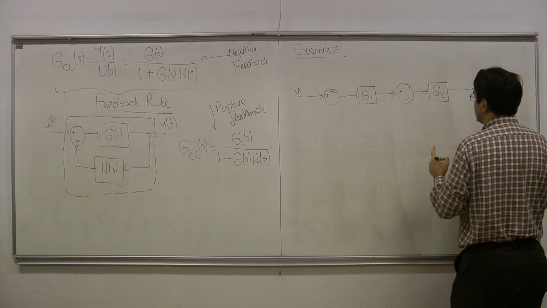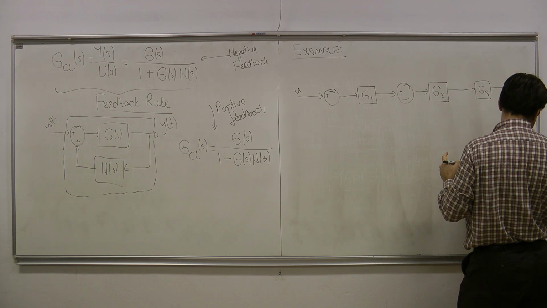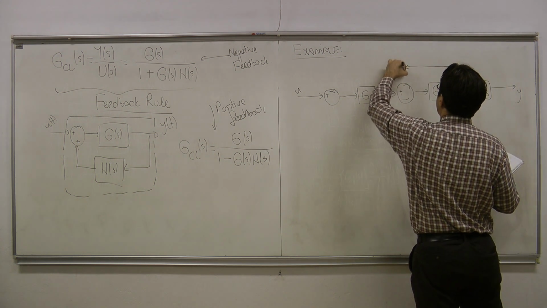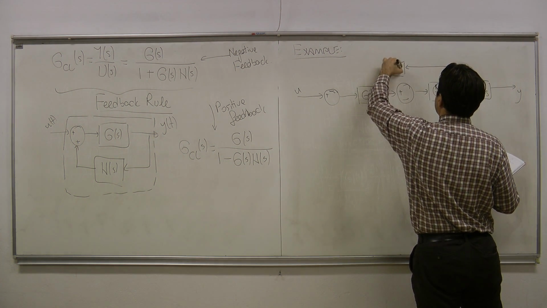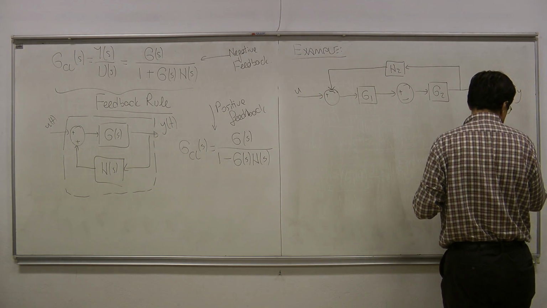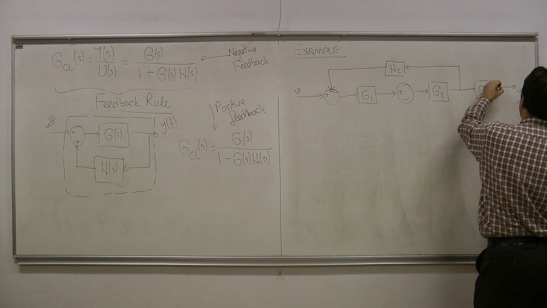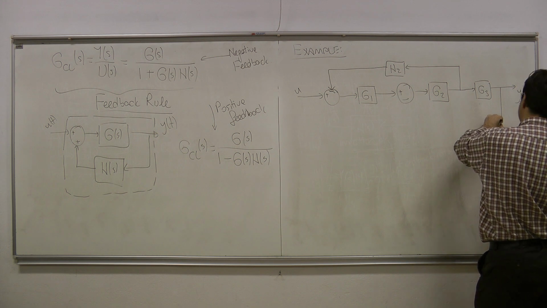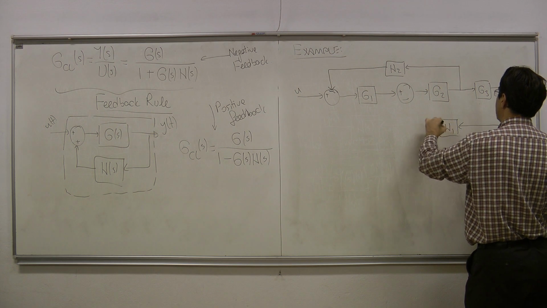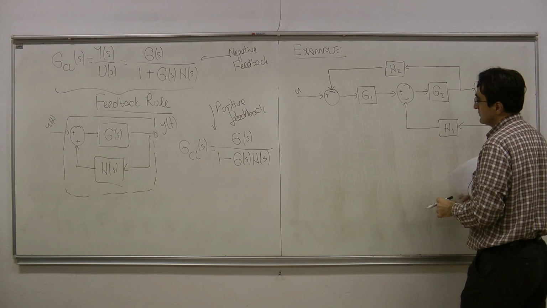But unfortunately, it's not only these blocks. So I have here a feedback path, which is H2, and it's going into this feedback path. And finally, I have a path coming from here, and it's going into this. So I have H1 here going like this.